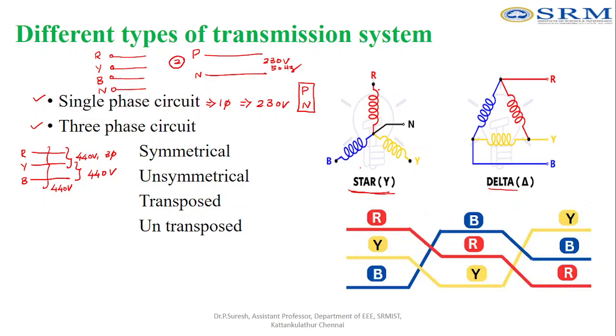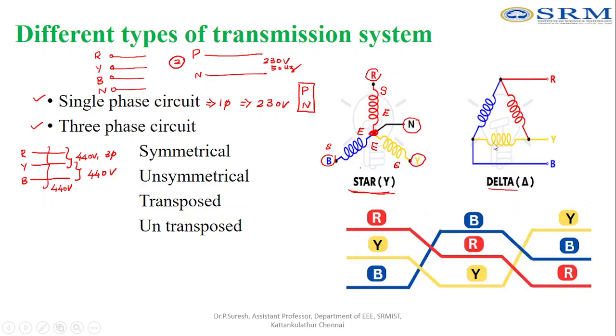So in this case we have 3 phases: R phase, Y phase and B phase, like red, yellow and blue. So there are 3 conductors. For R phase, this is the starting point and this is the end point. Similarly for Y phase, this is the starting point and end point, and for B phase, starting point and end point. You can see the structure here: all the end points are connected at this point for all the 3 phases. So that makes a neutral point.